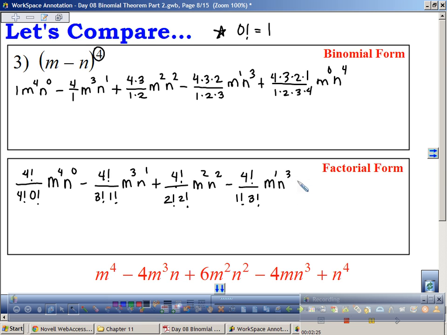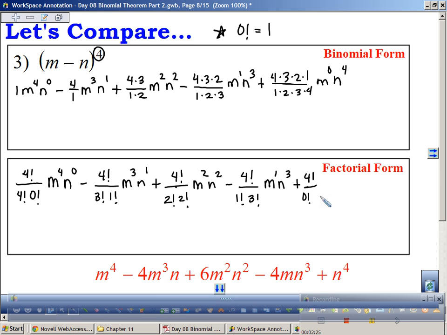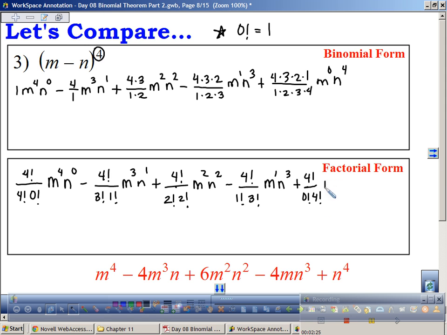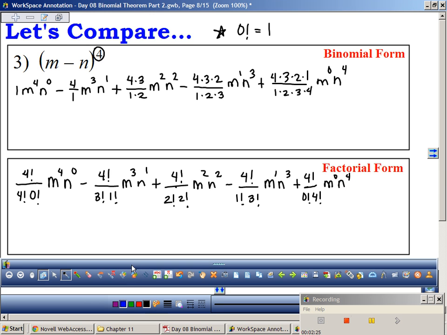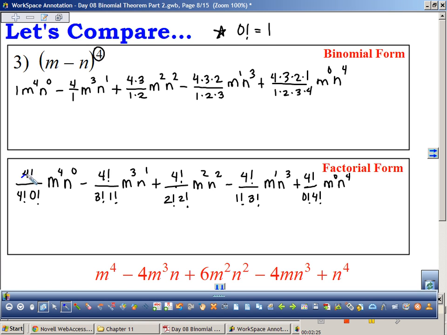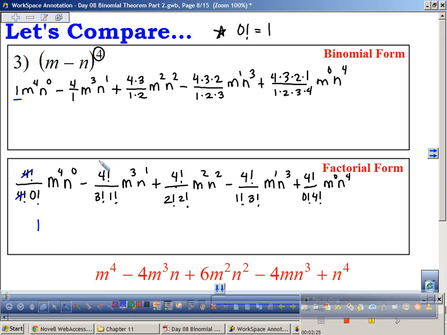Over n cubed plus 4 factorial over 0 factorial, 4 factorial, m to the 0, n to the 4th. Now, so these cancel. So that just ends up being 1, just like that one was. If you were to write this out, it would be 4 times 3 factorial, correct? The 3 factorials cancel, and you're left with 4, just like you did up here.